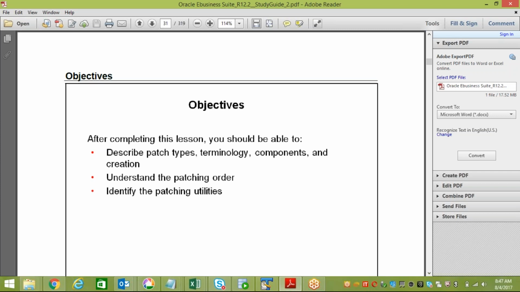So today we'll discuss how to describe the patch types, the terminology, components, and creation, understanding the patching order, and identifying the patching utilities. These are the major topics we'll be discussing today.